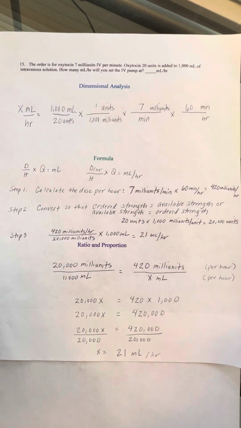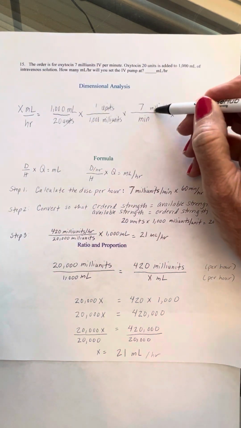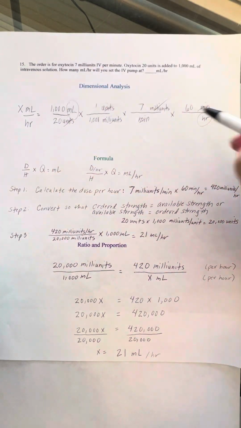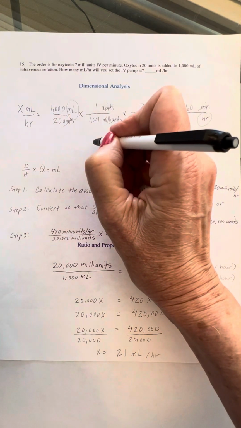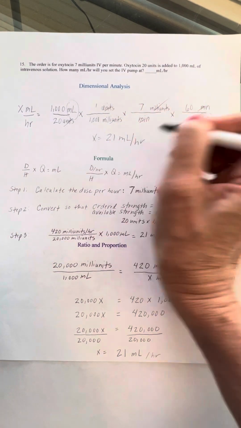With dimensional, unlike the other 2 methods, canceling is done before you proceed as a double check. All 3 methods you label, but this one you label and then you cancel. Anything on the top and the bottom can cancel. So units down here, units up there, milliunits down here, up there, minutes down there, up there. We end up with hour, started with milliliters per hour. That's what we want to be. If you work out that math, it ends up that our X is 21 milliliters per hour. Thank you.